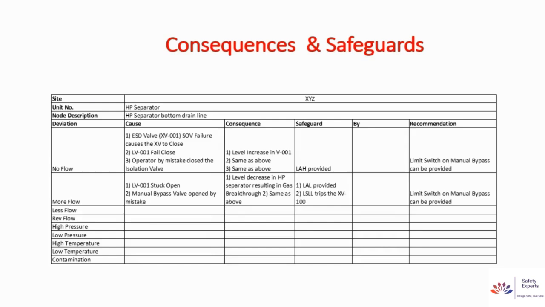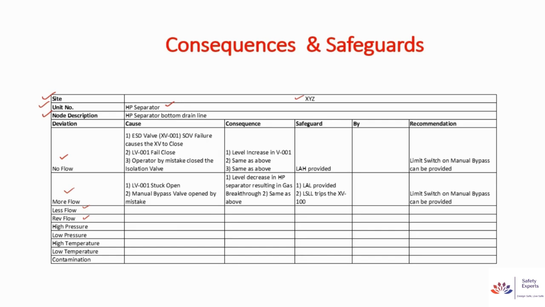So the next step is obviously to create the cause, consequence and safeguard table. This is actually the HAZOP report format. You can see at first you can prepare it in Excel, or I can also give a template of the same. First you need to have the site, maybe XYZ, then the unit number you can write here, I have just written HP separator, then the node description, HP separator bottom drain line. Now the deviation. So deviation can be no flow, more flow, less flow, reverse flow. So all these are given.